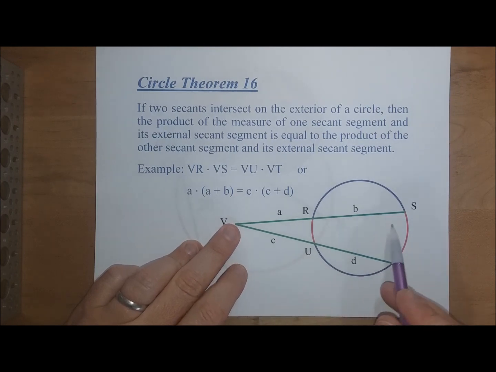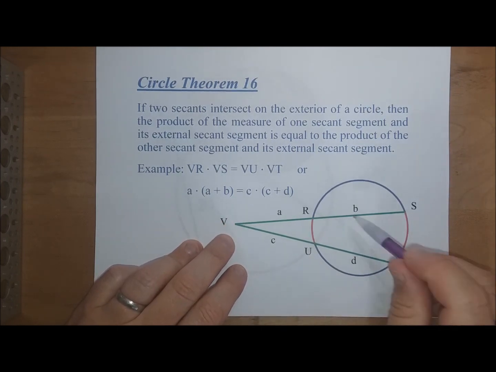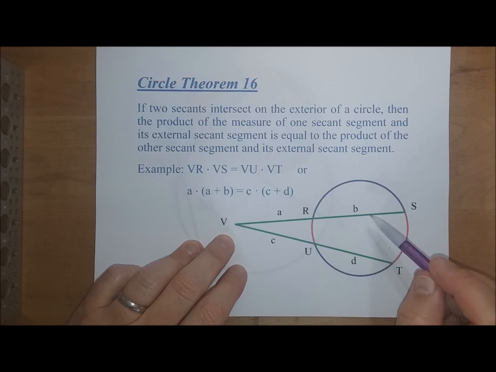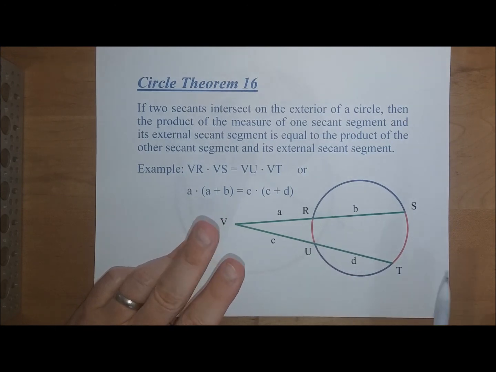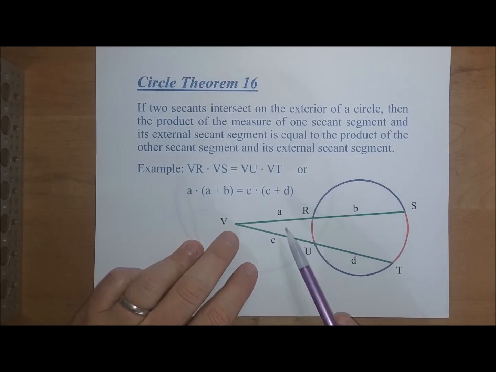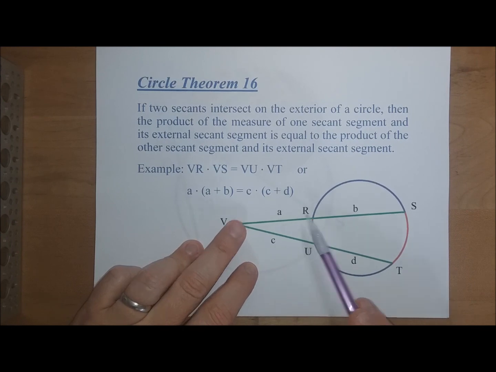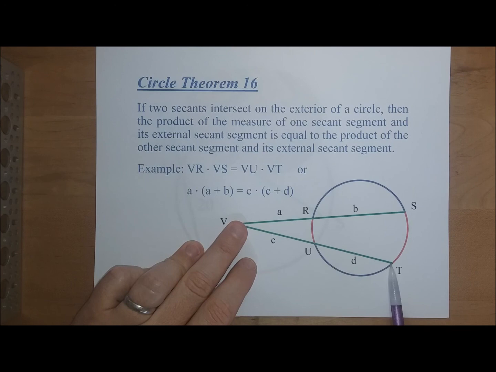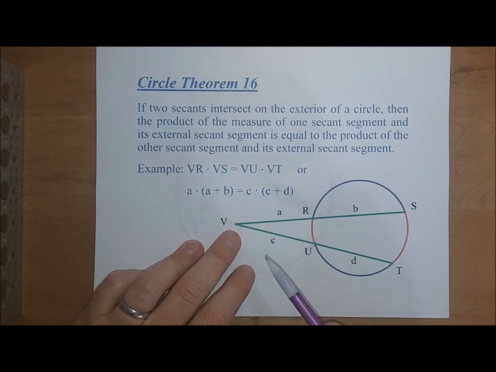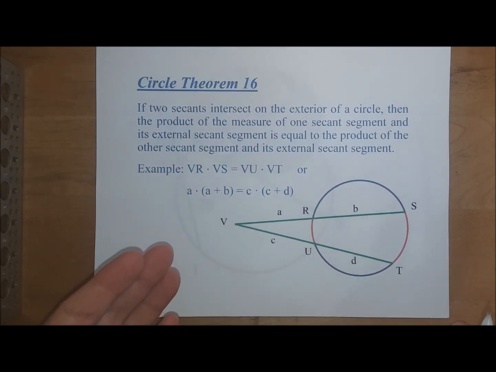This is very important to remember: it's slightly different than when chords intersect inside the circle. You just multiply the two segments. But here you've got to be careful. It isn't A times B equals C times D this time. No, no, no. It's A times (A plus B) equals C times (C plus D). Okay? And we can prove this.